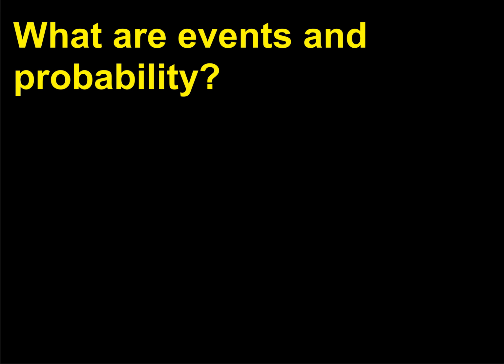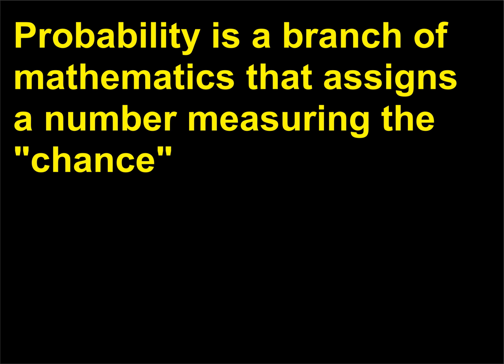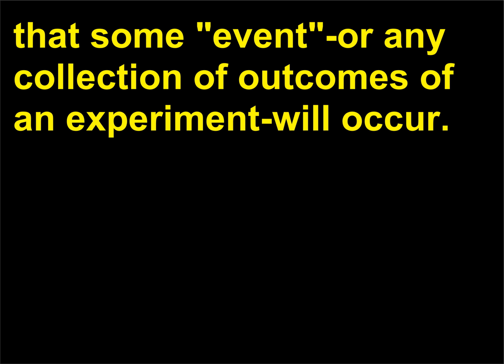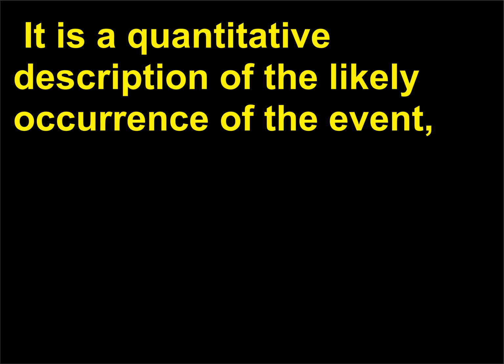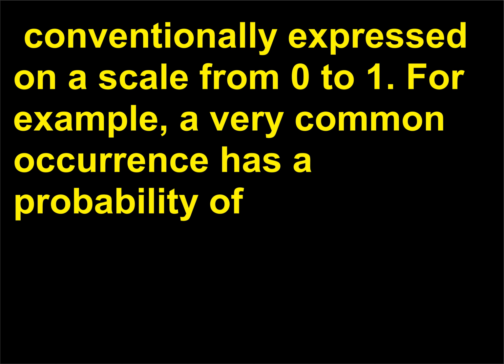What are events in probability? Probability is a branch of mathematics that assigns a number measuring the chance that some event, or any collection of outcomes of an experiment, will occur. It is a quantitative description of the likely occurrence of the event, conventionally expressed on a scale from 0 to 1.